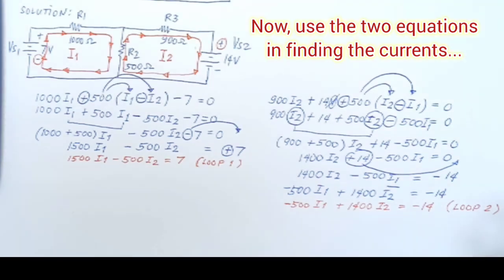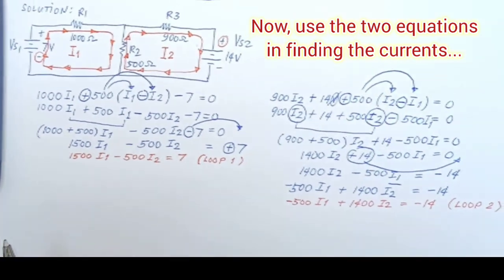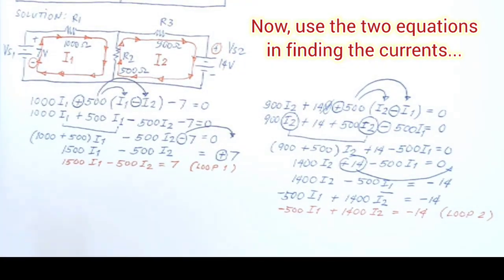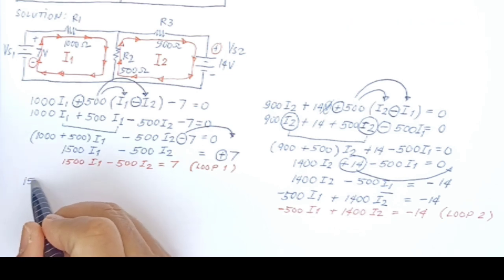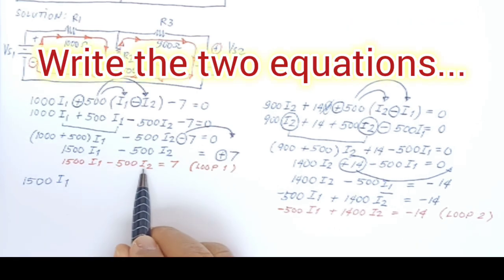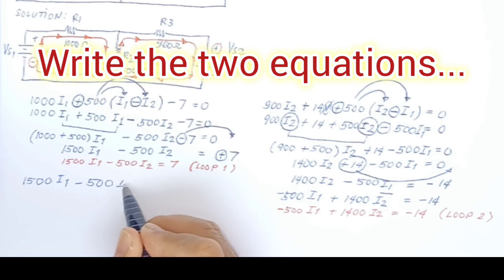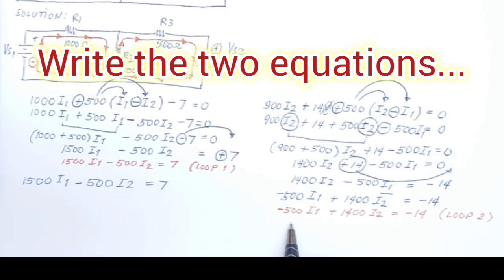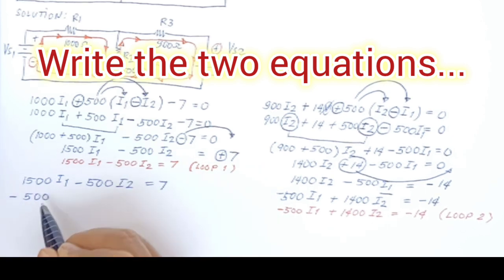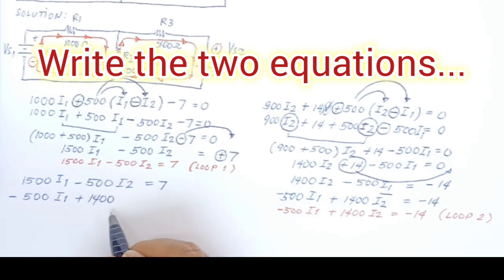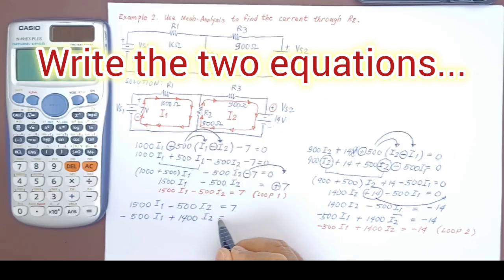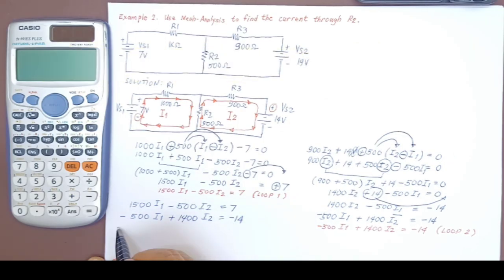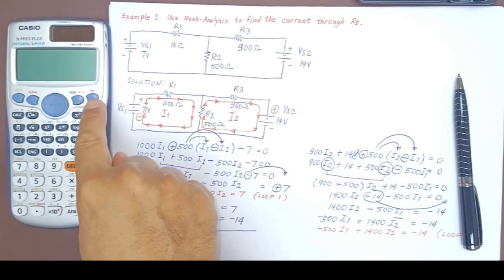Now at this point, we can use the calculator to determine the values of I1 and I2. But let's put together here on the left side the two equations that we got for loop 1 and loop number 2. So let's rewrite it. 1500 I1 minus 500 I2 equals 7, and then the second equation is negative 500 I1 plus 1400 I2 equals minus 14. And there you go, you have the two equations. Now let's use the calculator.